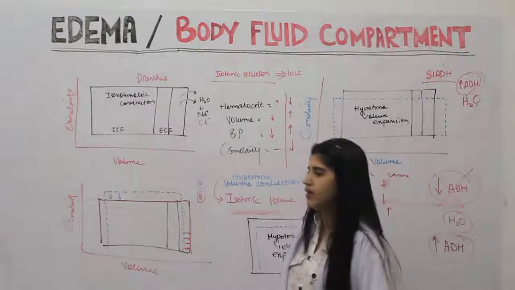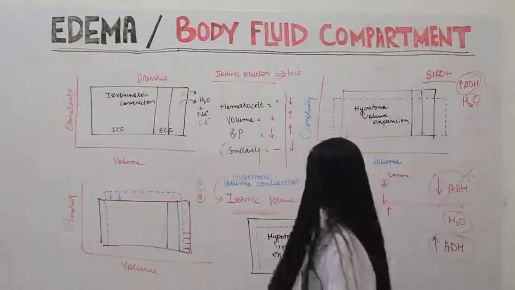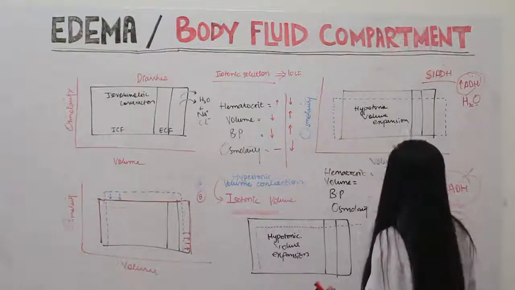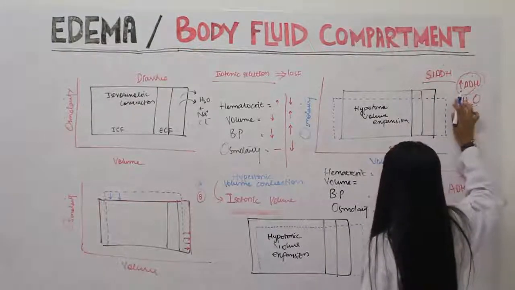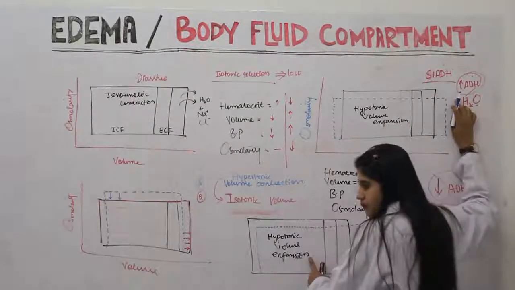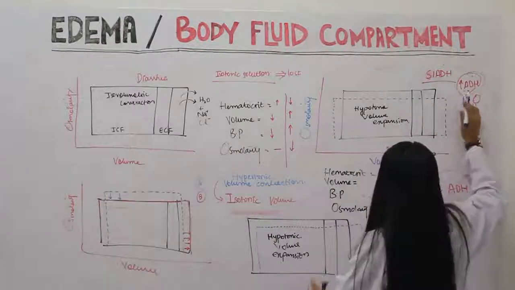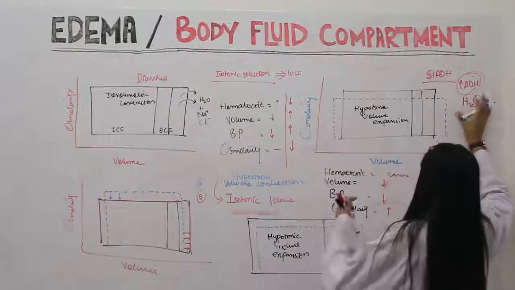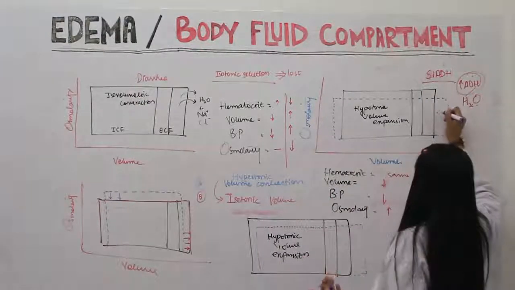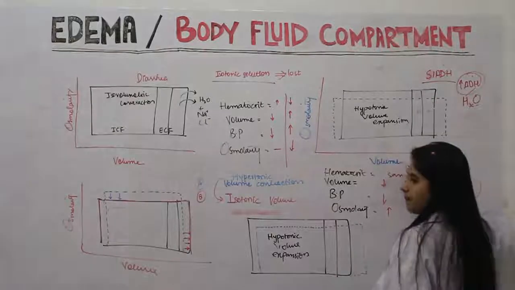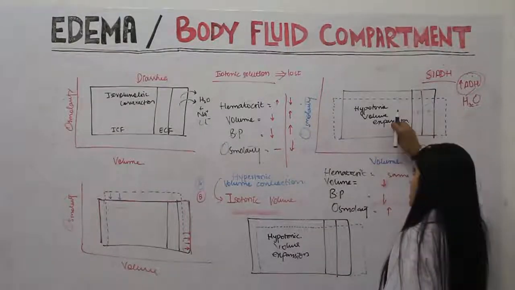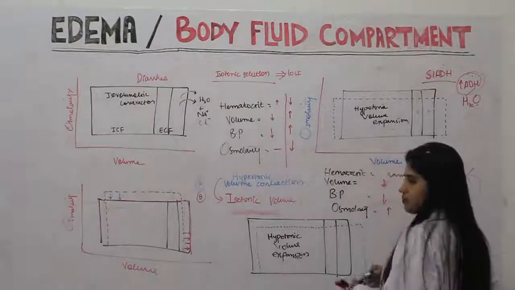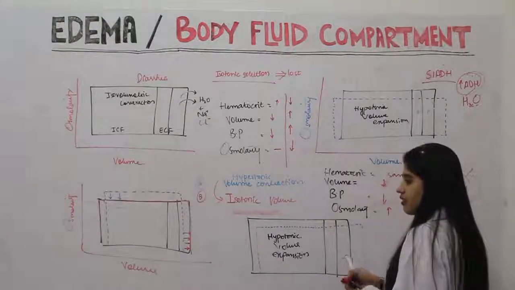Okay, so what's the difference between those two graphs? In which graph? Both are hypertonic volumetric expansion. It means that ADH has increased and water is reabsorbed. It will go from this side to this side. And then because there is sodium, it will go inside. Then why doesn't it go inside in the last graph? In this graph? Yes. Okay.